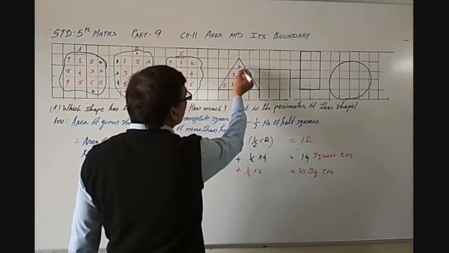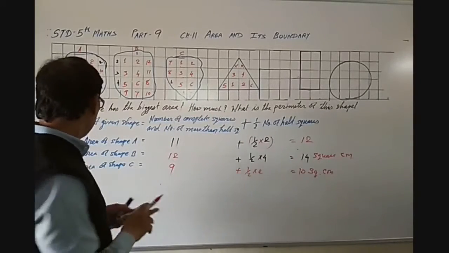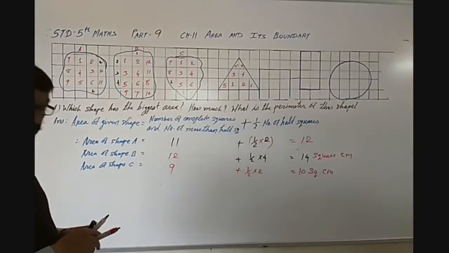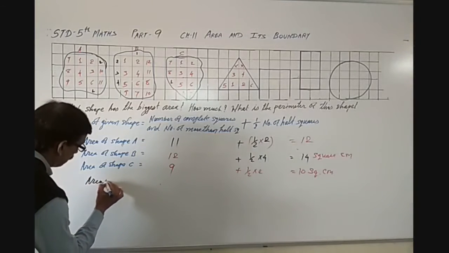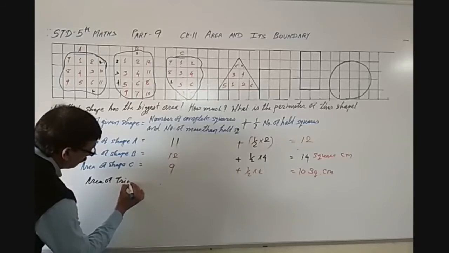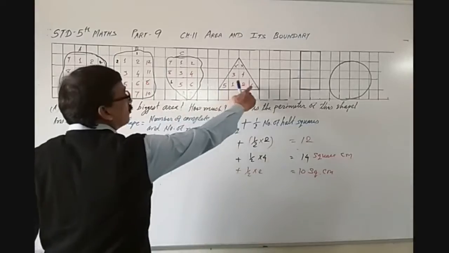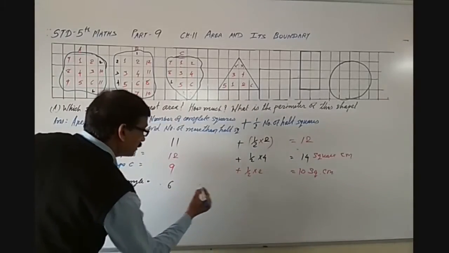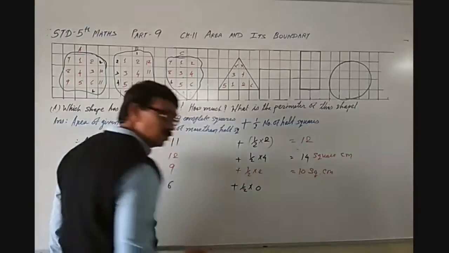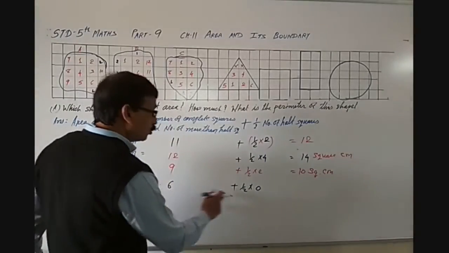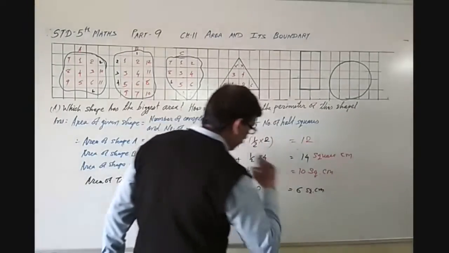Now these both, we will not take. Why? Because they are less than 1/2. So if we think about the triangle, the area of the triangle: complete squares, those are 6. So this is 6 plus 1/2 multiplied by half squares, which is 0. So the result will be 0. So total 6 square centimeter.